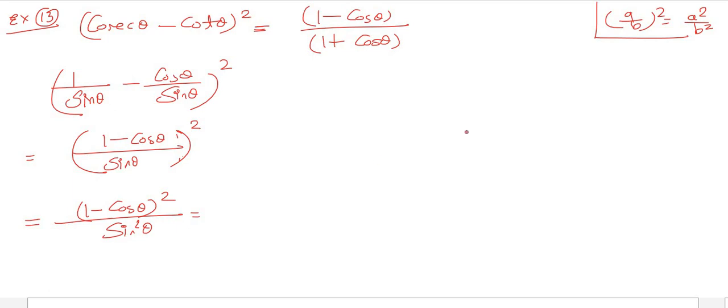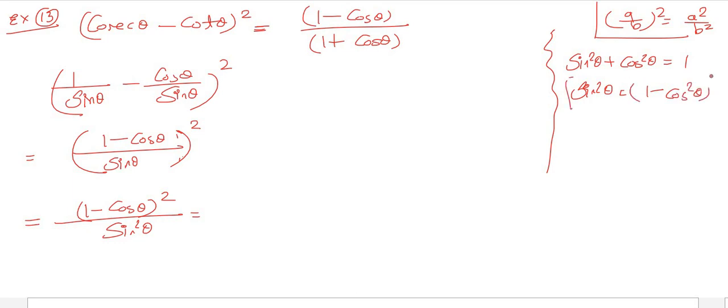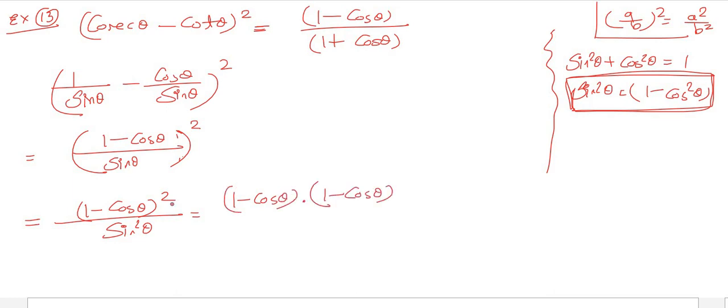Now, there is a formula, sine square plus cos square is 1. So can I write sine square is nothing but 1 minus cos square theta? Okay, this is the formula. So I'm going to use it here. How? Let me show you. 1 minus cos theta into 1 minus cos theta. See, this square I'm splitting into two parts, correct? Okay. Sine square, what can I write? 1 minus cos square theta. Correct?